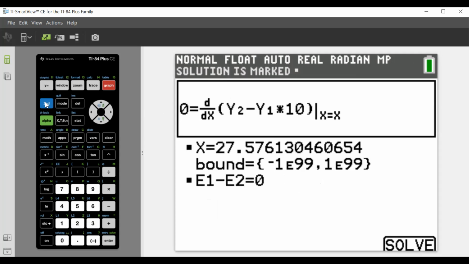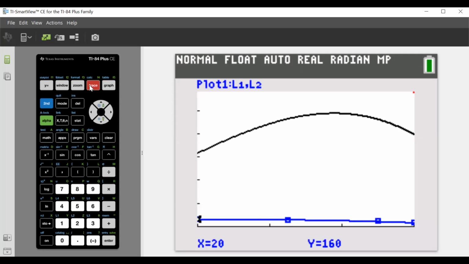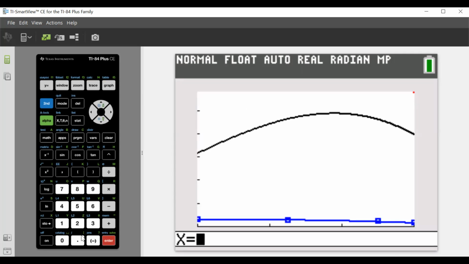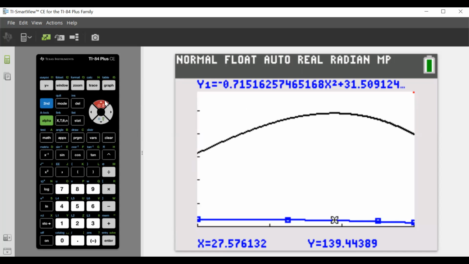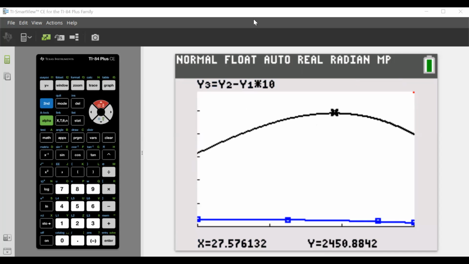27.57613. And then while we're here, let's go back to our graph and find what that is on the black line. And so that would be, we're going to find the value, and that was at 27.5763132 or somewhere about thereabouts. And so that gives us, if we get to the black one, 2450.8842. Okay, so that's going to be our value. So those two values are what we need.